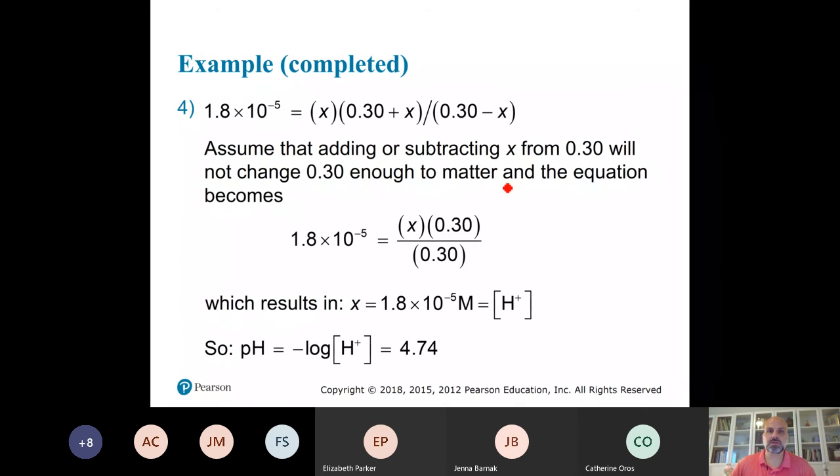We can make the assumption because of the fact that our proton concentration, which is equal to x, is not greater than a 5% difference versus the initial concentration. So if we took our 0.30 and multiplied that by 5%, then we would have, what is that number? I can't do any math in my head today.